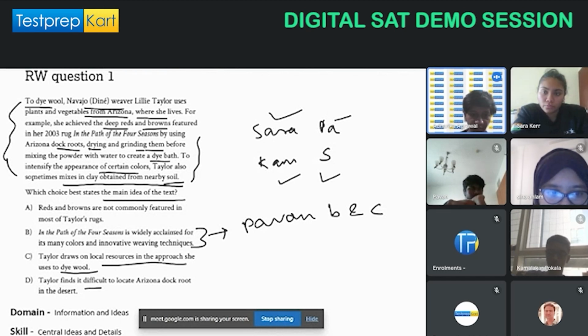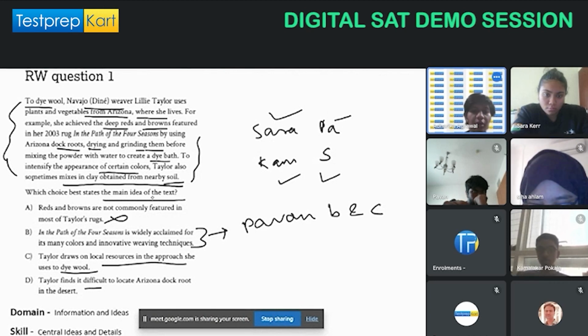Okay, let's move towards A. Reds and browns are not commonly featured in most of Taylor's rugs. So, who is going with this? Okay, no one. So, I'm eliminating both of these. The other three are going with C, and Pawan. Now, coming towards Pawan.